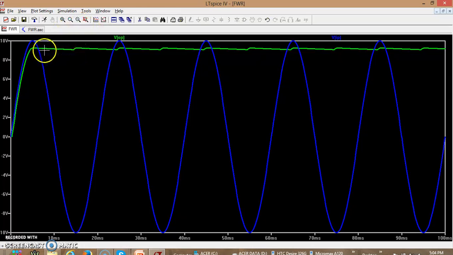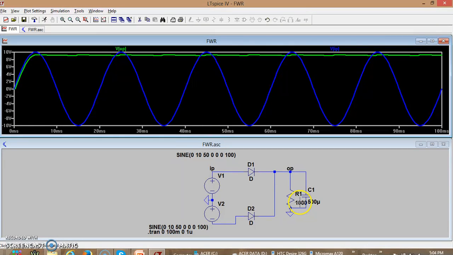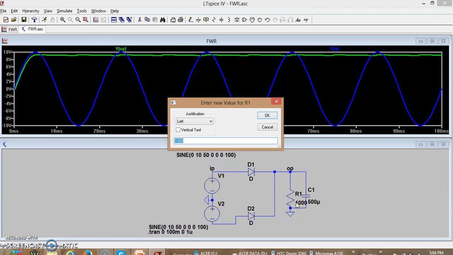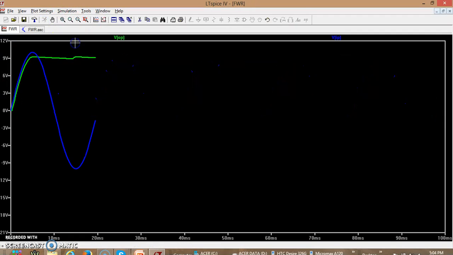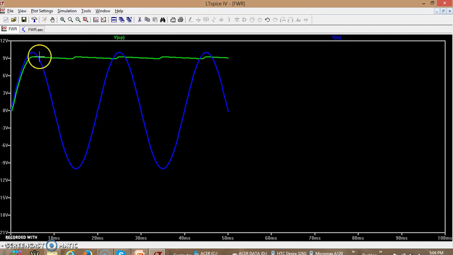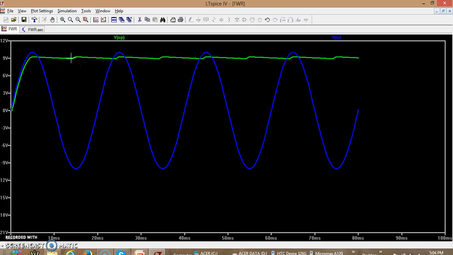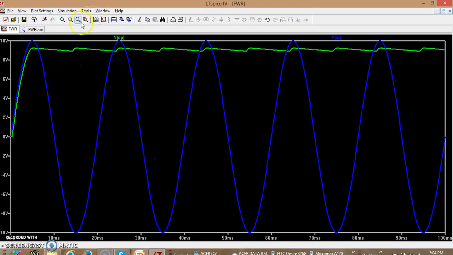If you want it to discharge to a larger value, you may have to either reduce the resistance value or the capacitance value. So let me reduce the resistance value to around 500 ohms and try to see what happens to the ripple voltage. Now I can see it is discharged to a greater value, so the ripple voltage is more now.